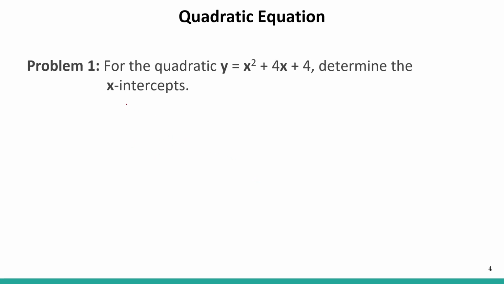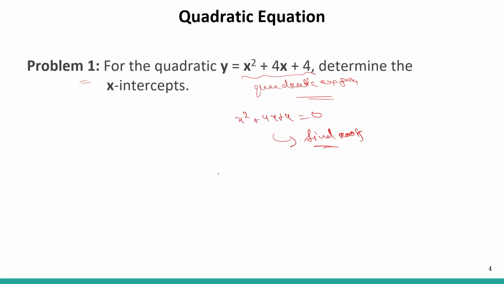Let's see problem number 1. The quadratic expression is y is equal to x square plus 4x plus 4. We want to determine the x-intercepts, when the graph y touches the x-axis. So we want to find the roots: x square plus 4x plus 4 is equal to 0. So how can we find the roots?